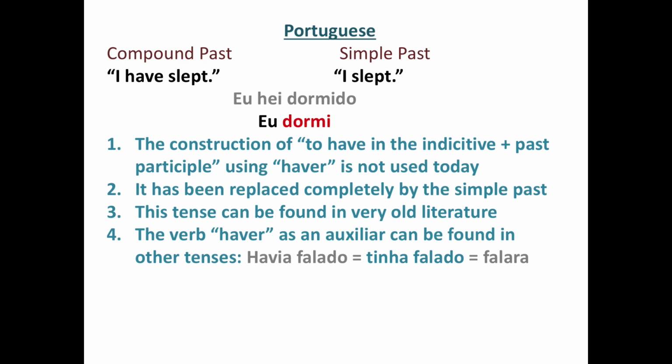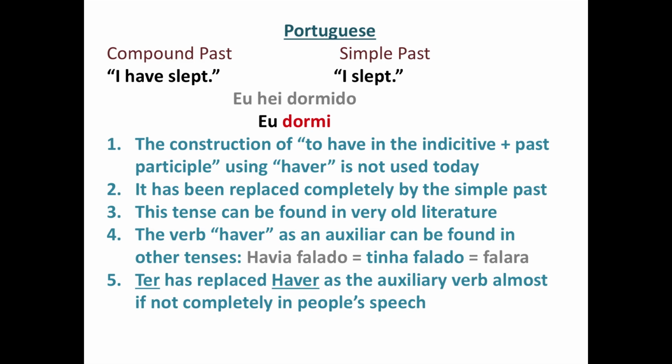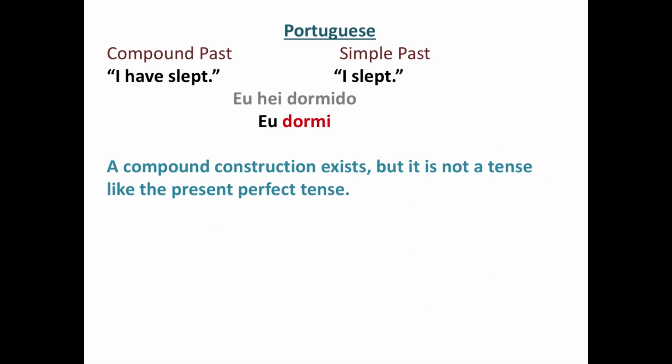But today, tinha falado would be the most common, we had. Ter has replaced haber as the auxiliary verb almost, if not completely, in people's speech in the other tenses. A compound construction exists, but it is not a tense like the present perfect tense.